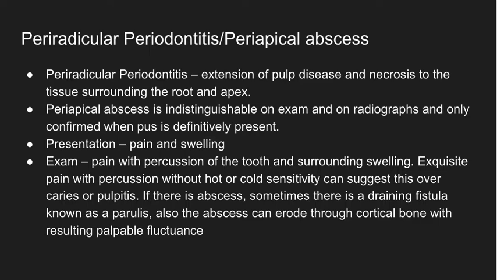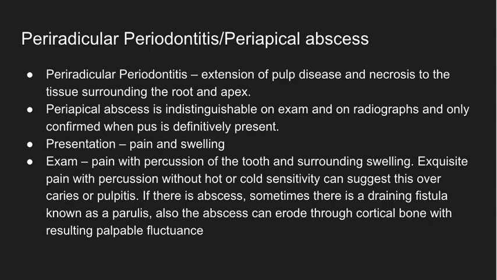The next topic, so it's a mouthful, periradicular periodontitis and periapical abscess. So I lumped these together because clinically they're indistinguishable unless you can establish that there is pus or purulence. Then it's a periapical abscess. But really it's a continuum of disease. So it is going to be extension of pulp disease and necrosis. So you're going to have a pulpitis that extends to the tissue surrounding the root and the apex. And a periapical abscess is indistinguishable even on radiographs.